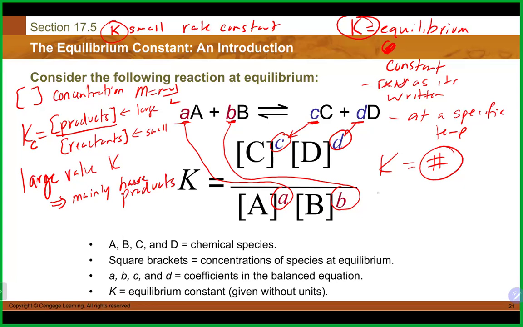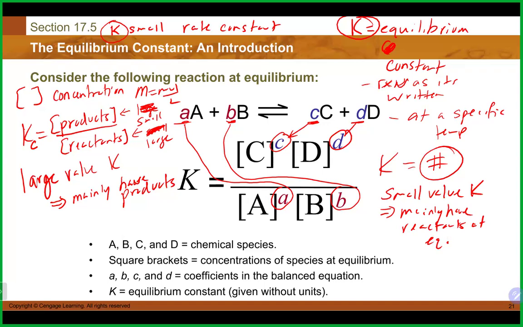If you have a small value of K, then in order to get a small value, you will need a larger number on the bottom and a smaller number up on top. That would mean that you would mainly have reactants at equilibrium.